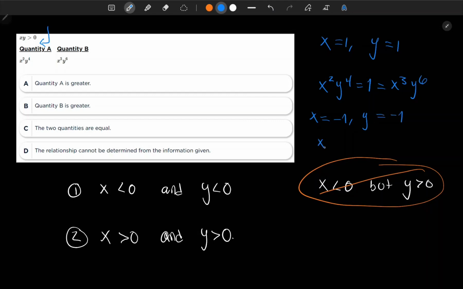then x squared times y to the fourth, well, these are both even powers, so this would be equal to 1. However, for x cubed times y to the sixth, negative 1 to the sixth for y to the sixth would be equal to 1. But negative 1 cubed is equal to negative 1. So this is equal to negative 1, and they're not equal to each other. So the relationship between these two quantities depends on the values of x and y. So the answer here is D. The relationship cannot be determined from the information given.